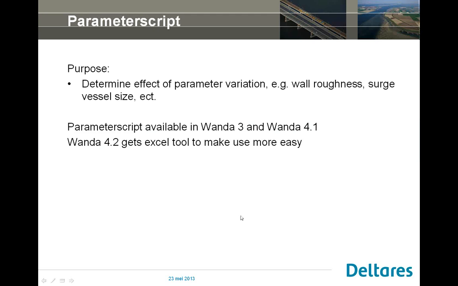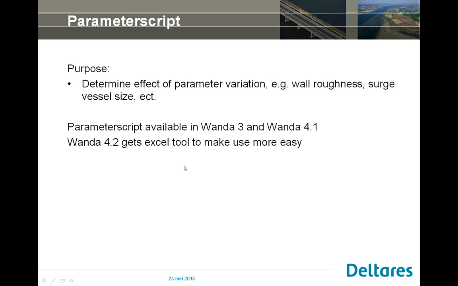and that is the parameter script. In the Wanda versions which you are using now, the parameter script is already included. It was developed already in Wanda 3, and the purpose of it was to make it easy to determine effective parameter variation, like the wall roughness, but also the effect of a bigger surge vessel or a smaller surge vessel. You can use it for the design. Basically, you can change all input parameters and see what effect it has on the outputs.